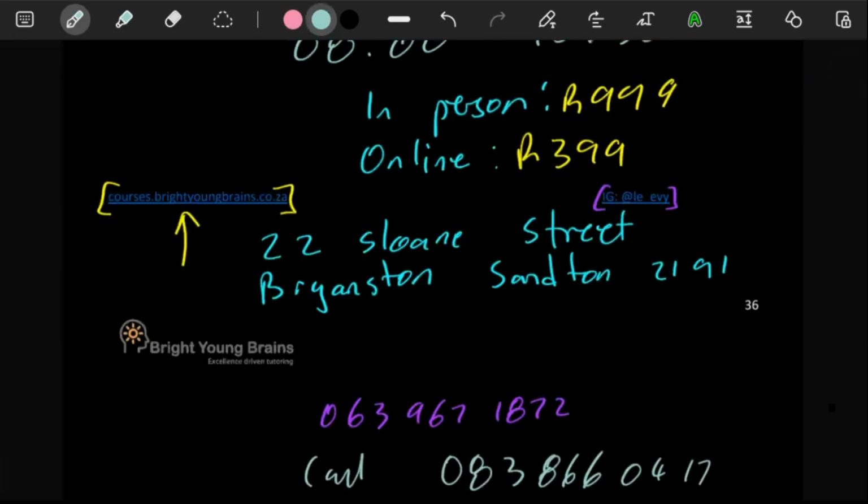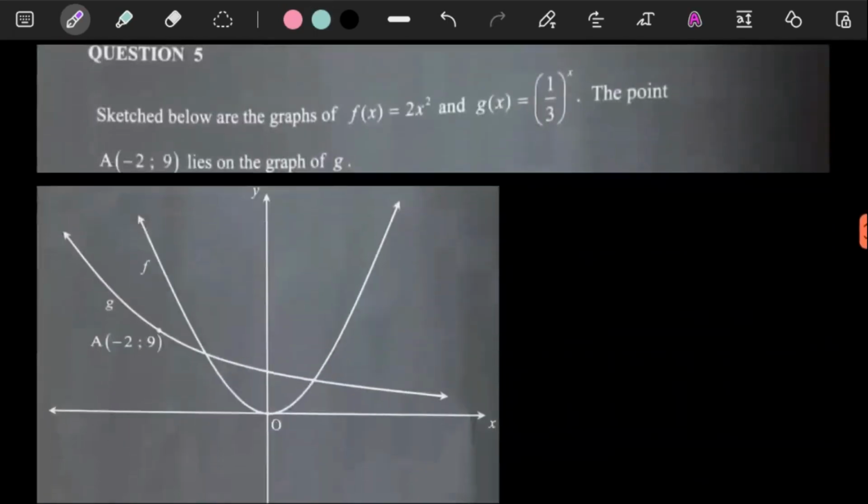But anyways, let's move on to the next question. Okay, question number 5 says the following. Sketched below are the graphs of f and g, right? F is a parabola, g is an exponential graph. Then it says A is this point over here. It lies on the graph of g.